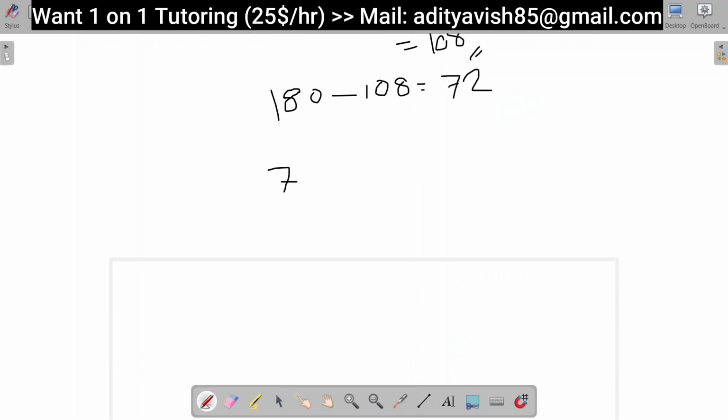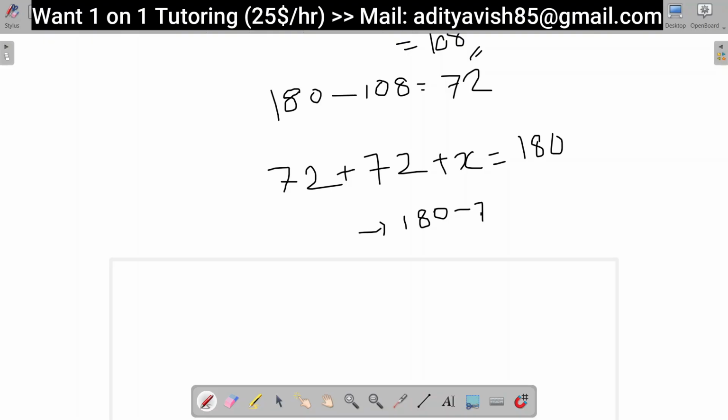And to find the value of x, as the total angle of a triangle is 180 degrees, we just need to subtract 180 minus 72 minus 72 is equal to x, and x will be equal to 36.